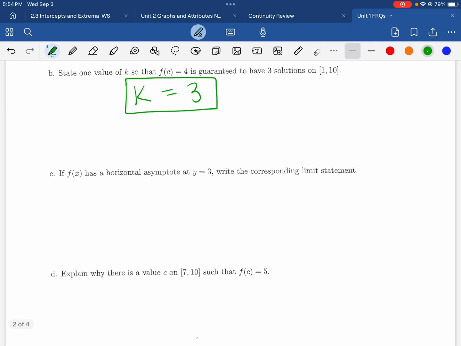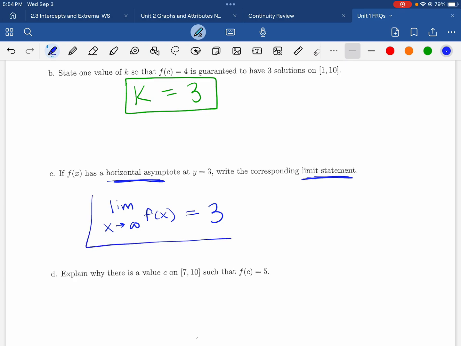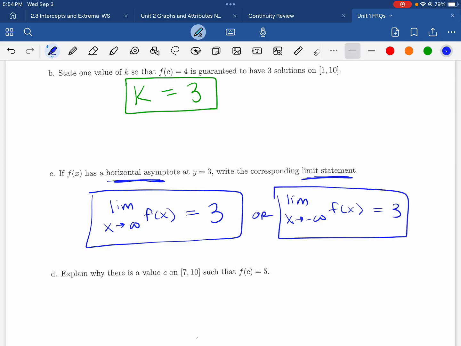If f of x has a horizontal asymptote at y equals 3, what would be the corresponding limit statement? So for the limit of horizontal asymptotes, that is the limit as x approaches infinity of f of x. And when you're approaching infinity, you have to equal 3. You also can put the limit as x approaches negative infinity of f of x. So when you're talking about horizontal asymptotes, it's either positive or negative infinity. So either one of those, you don't have to put both though, just one or the other.